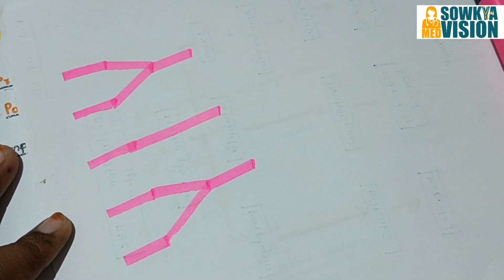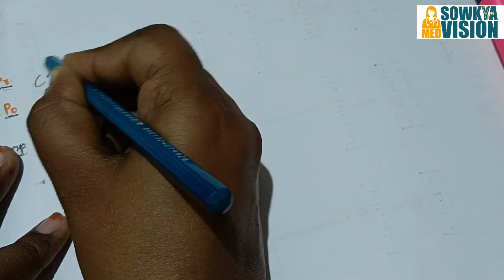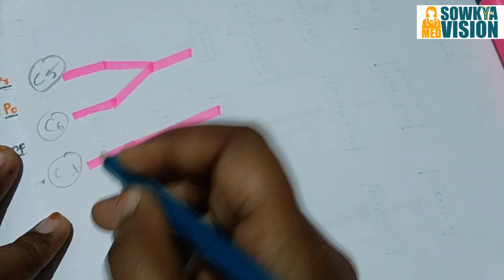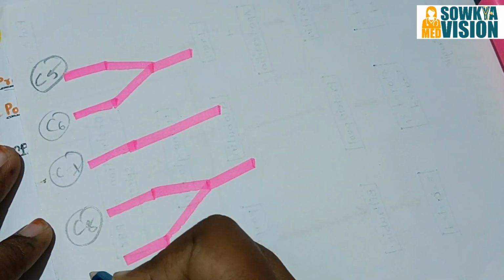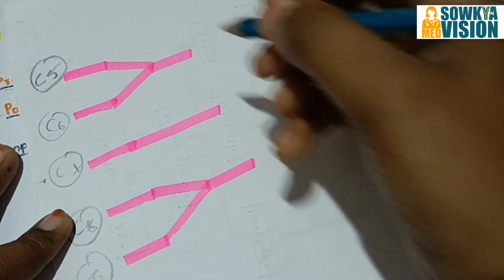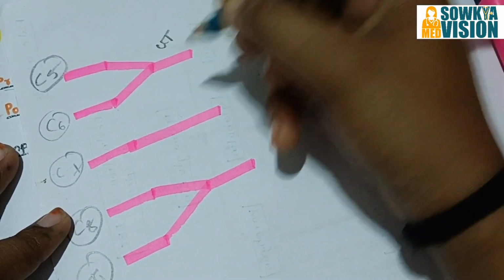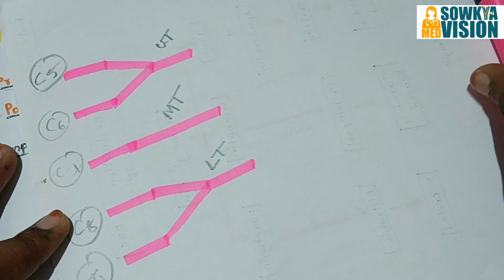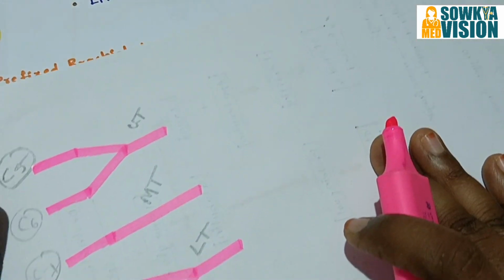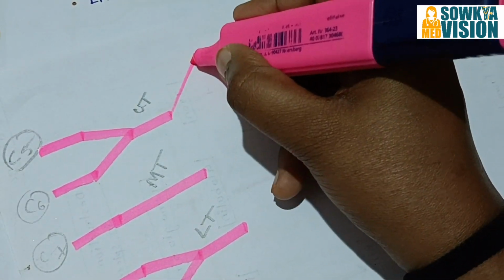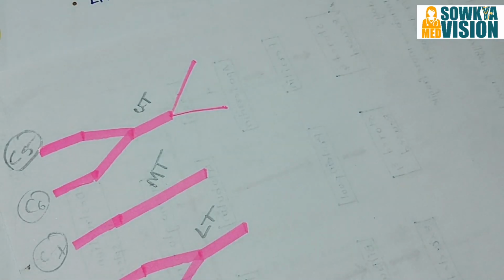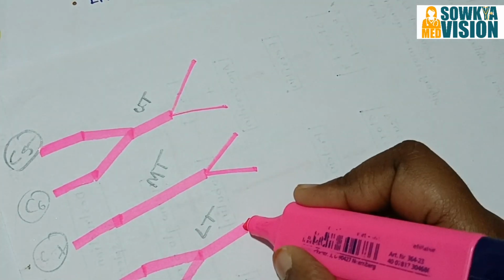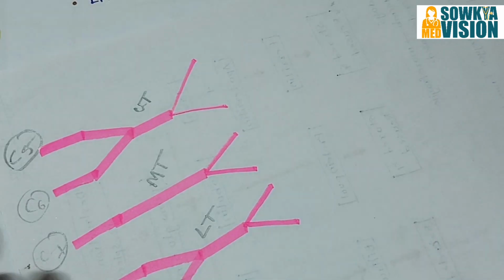Yes, this is C5, this is C6, this is C7, C8 and T1, right? So here it is the upper trunk. Yes, here it is the middle trunk, here it is the lower trunk. Now these trunks are divided again into anterior division and posterior division. Yes, anterior division, posterior division, anterior division, posterior division.